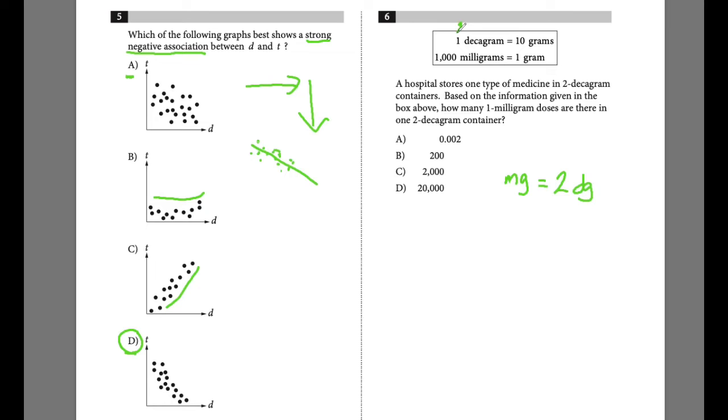So we know that we're going to have 2 decagrams, and that's going to be equivalent to 20 grams, since 1 decagram is 10 grams, 2 decagrams would be 20 grams. 1 gram is 1,000 milligrams. So if instead we had 20 grams, this would be 20,000 milligrams. And there we have it. 2 decagrams is going to be equivalent to 20,000 milligrams. So this would be answer choice D.